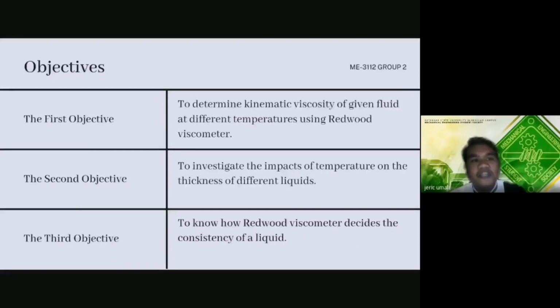The objectives of this laboratory experiment are, first, to determine the kinematic viscosity of a given fluid at different temperatures using Redwood Viscometer. The second objective is to investigate the impacts of temperature on the thickness of different liquids. The third objective is to know how Redwood Viscometer decides the consistency of the liquid.